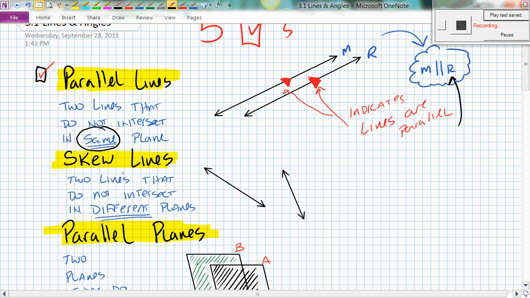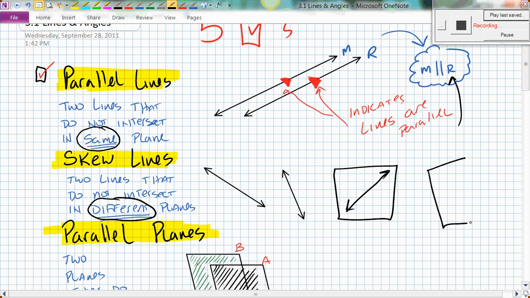Skew lines are two lines that do not intersect, but they're in different planes. That is important. They have to be in different planes. This picture doesn't really do it a whole lot of justice, so I can try. If I had a plane like that with a line going through it, and then I had a plane like this. That's kind of sideways, so let's get rid of this line. Oh, yikes. These are skew lines, because they're in different planes and they don't intersect.